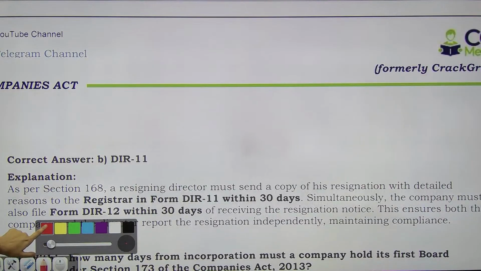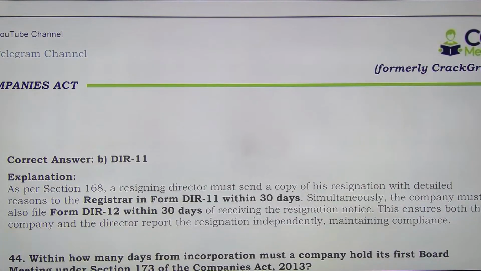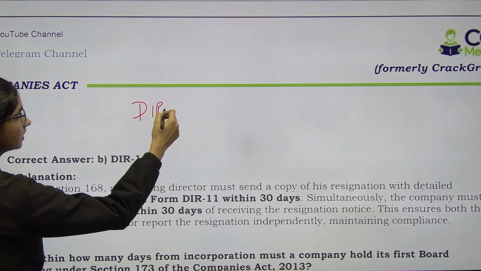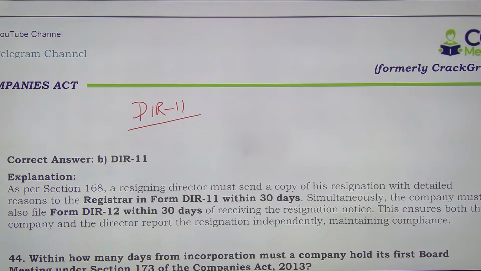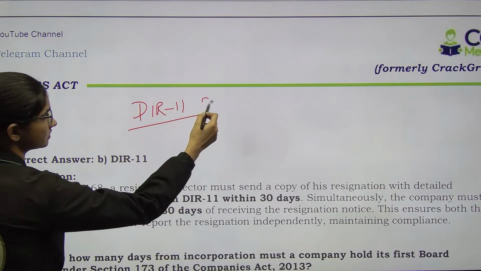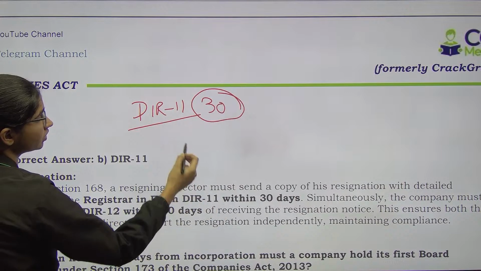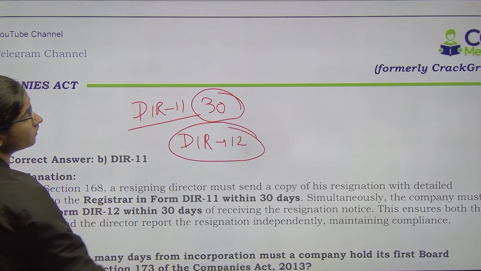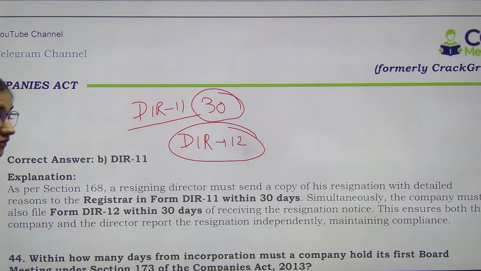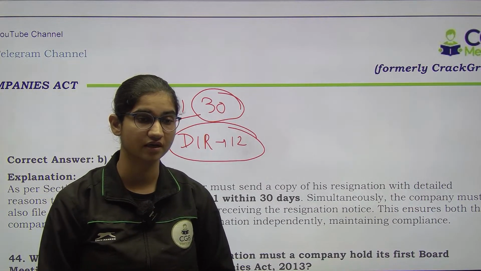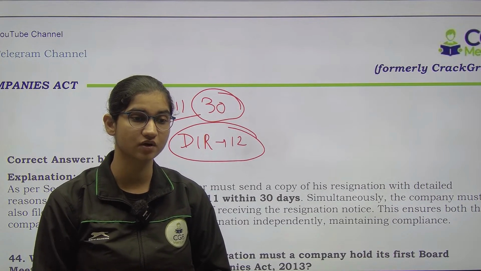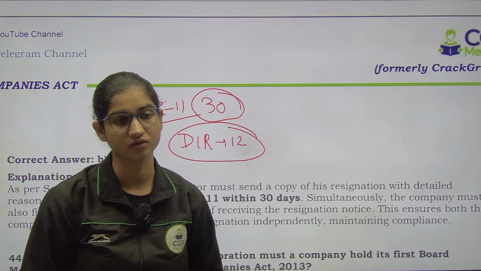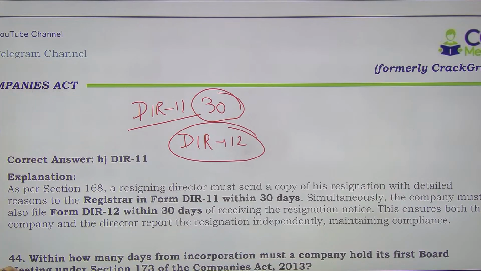So in DIR 11, the director will do what? The director will send a copy to the ROC, okay, in the DIR 11. Within how many days? Within 30 days with the reasons, okay. And the company will also inform the ROC in DIR 12, okay. So in case of appointment of a director or in case of either resignation or retirement of a director, the company is using which form number? DIR 12 only, okay. The director's form number is changing, but the company should use DIR 12 only. You can remember it like this also, okay.